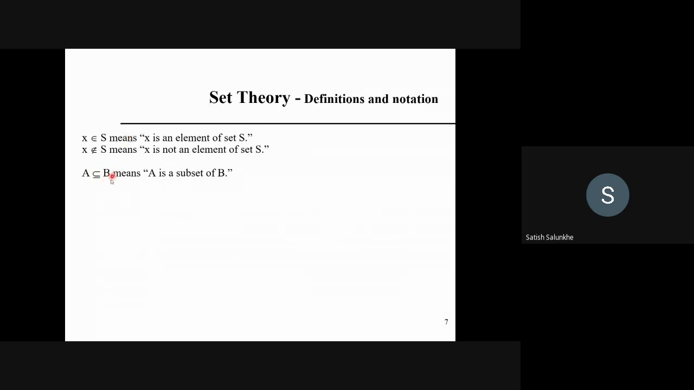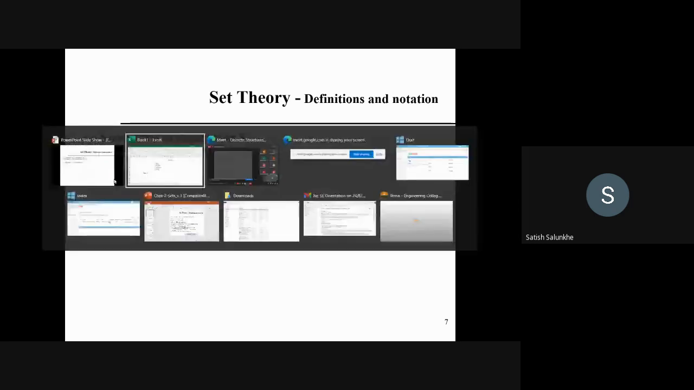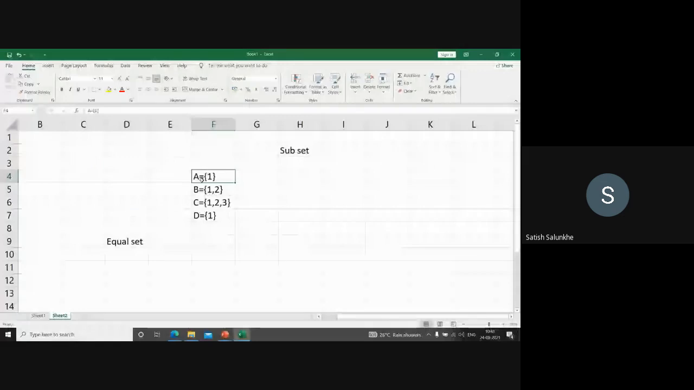It doesn't mean all the elements of B should also belong to set A. I will again repeat what is the meaning. When we say set A is a subset of set B, all the elements of set A are also belonging to set B. Okay. So with respect to this, here is one of the examples. Let us take this example.